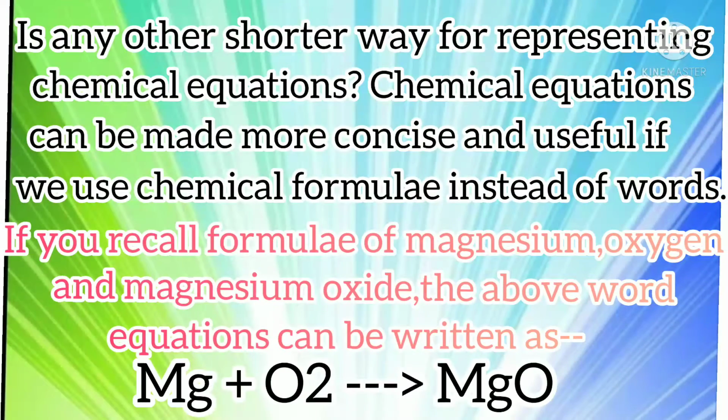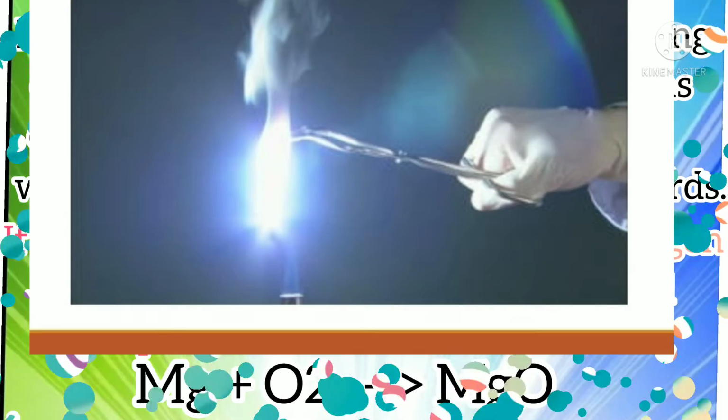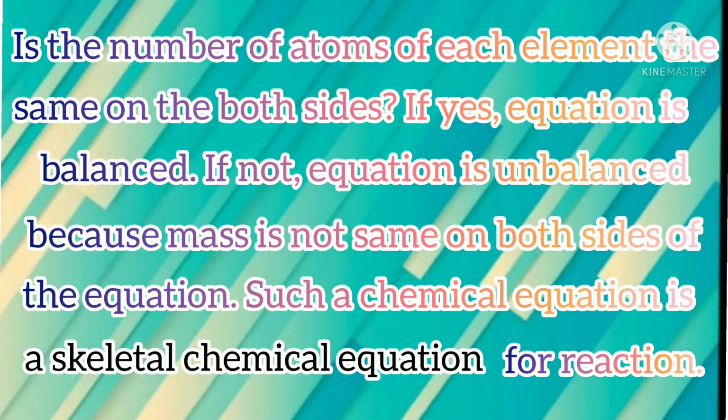Is there any other shorter way for representing a chemical equation? Yes, a chemical equation can be made more concise and useful if we use chemical formulae instead of words. If you recall the formulae of magnesium, oxygen and magnesium oxide, the above word equation can be written as Mg plus O2 gives MgO.